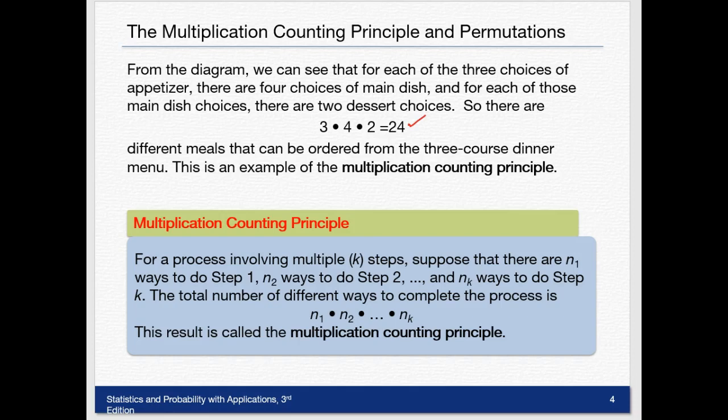For a process involving k number of steps, suppose that there are n1 ways to do step 1, n2 ways to do step 2, and nk ways to do step k. This is just generic math speak. The total number of different ways to complete the process is just the multiplication product of those options. The result is called the multiplication counting principle.